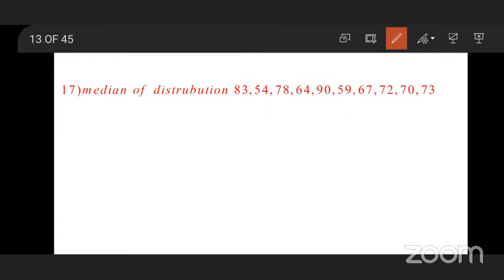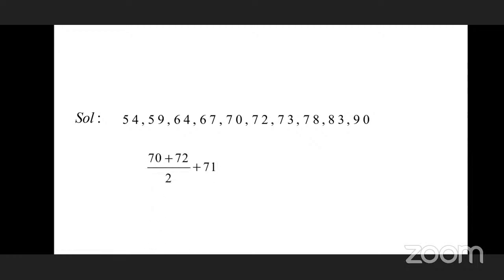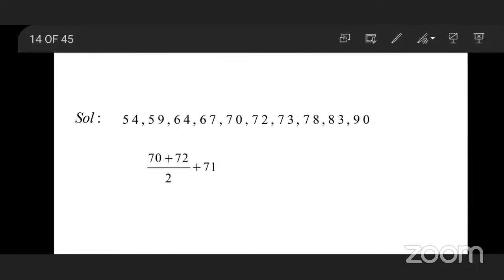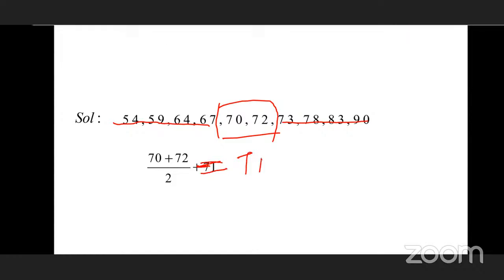The procedure is: write in ascending order 54, 59, 64, 67, 70, 72, 73, 78, 83, 90. The exact middle values: up to here 4 values, and up to here 4 values. The remaining part is only 70 and 72. The average of these is 71, which is the correct solution.